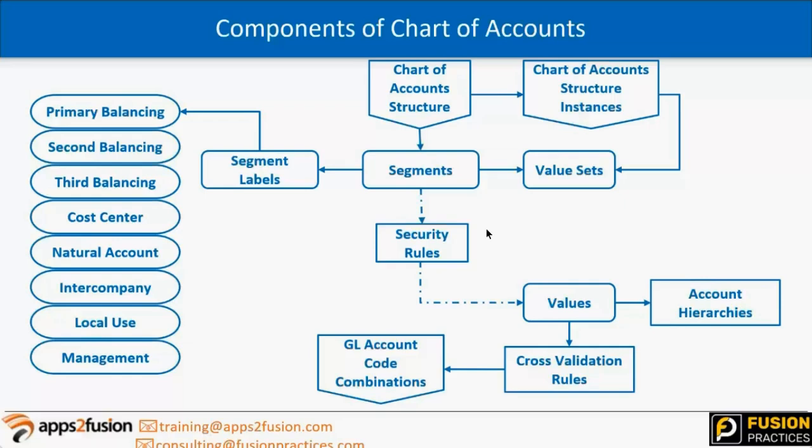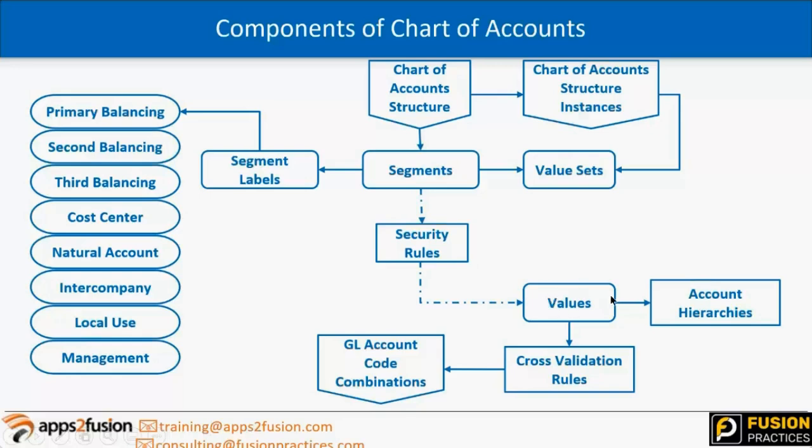Let's say there are certain department values. You don't want people in other departments to see these values, and security rule works on everything. You cannot enter data for those list of values. You cannot run reports for those list of values. So security rules are optional. You need not write security rules for everything, and you write this on top of your segments.